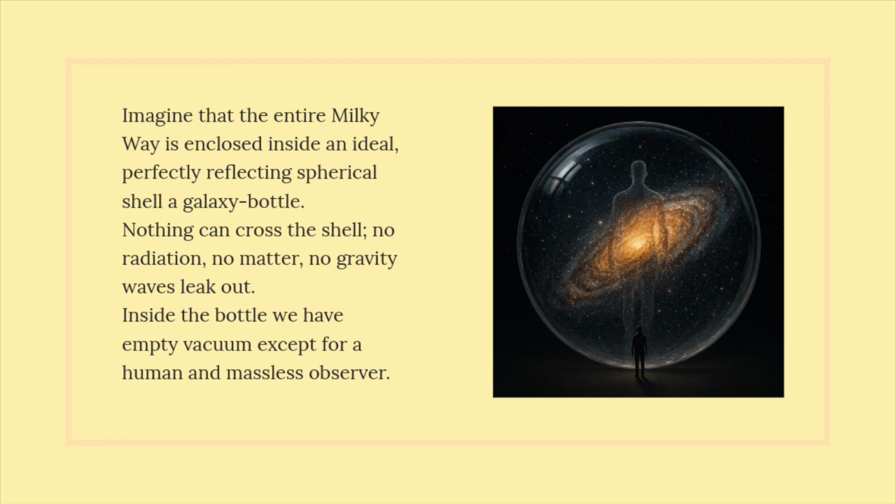Imagine that the entire Milky Way is enclosed inside an ideal, perfectly reflecting spherical shell, a galaxy bottle. Nothing can cross the shell, no radiation, no matter, no gravity waves leak out. Inside the bottle we have empty vacuum except for a human and a massless observer.